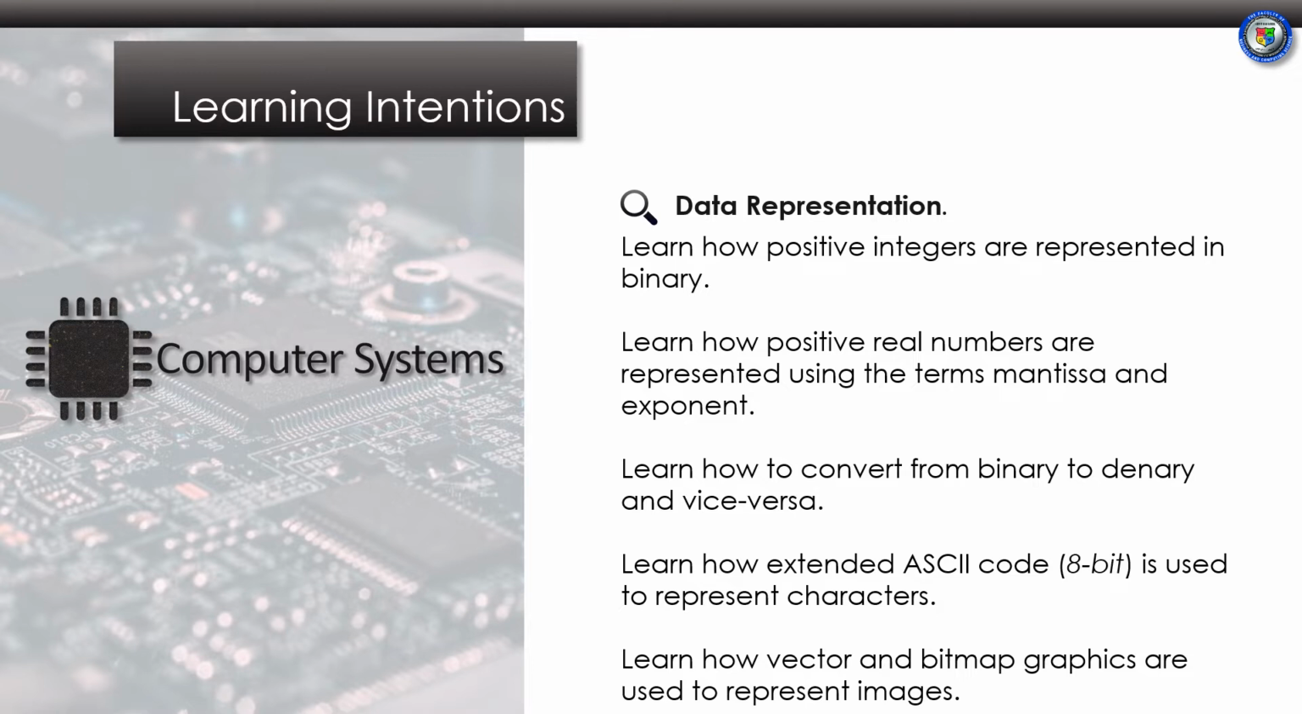As always, we have some learning intentions, which are as follows. We will learn how positive integers are represented in binary. We will learn how positive real numbers are represented using the terms mantissa and exponent. We will learn how to convert from binary to denary and vice versa. We will learn how extended ASCII code, 8-bit, is used to represent characters. And we will learn how vector and bitmap graphics are used to represent images.